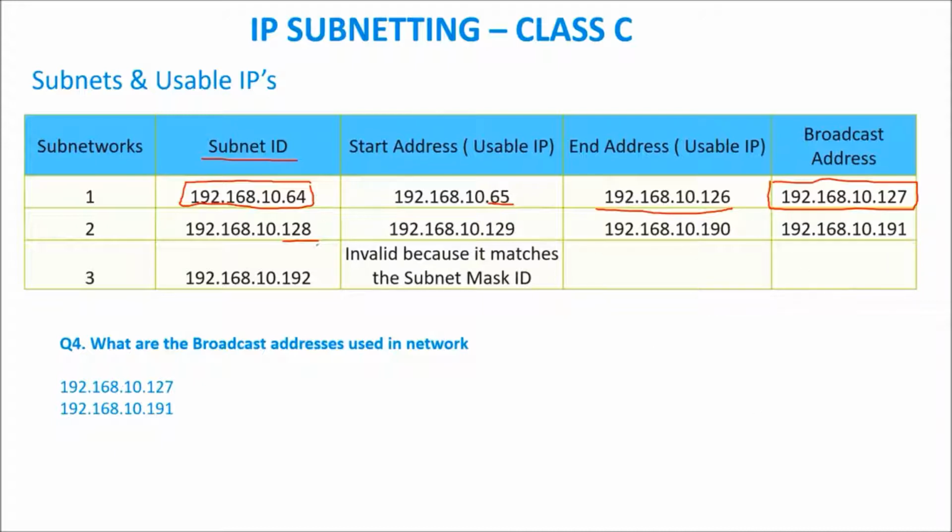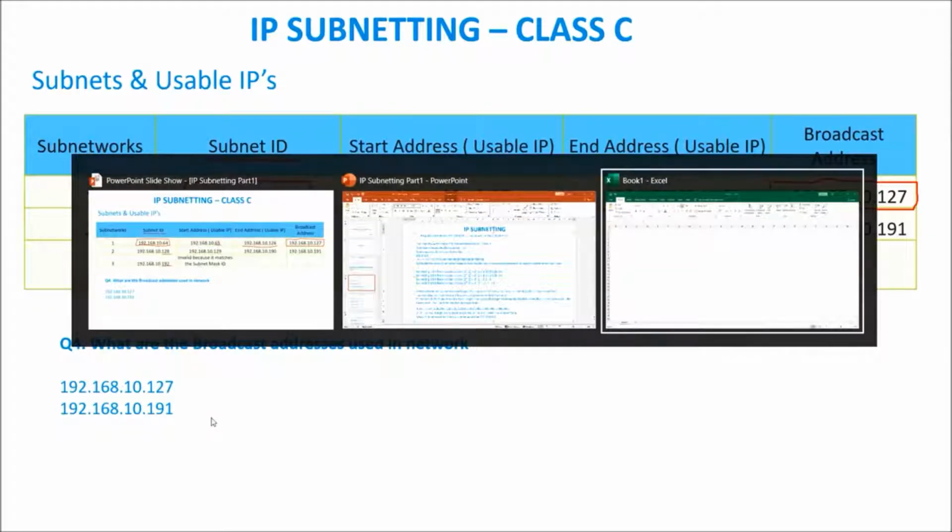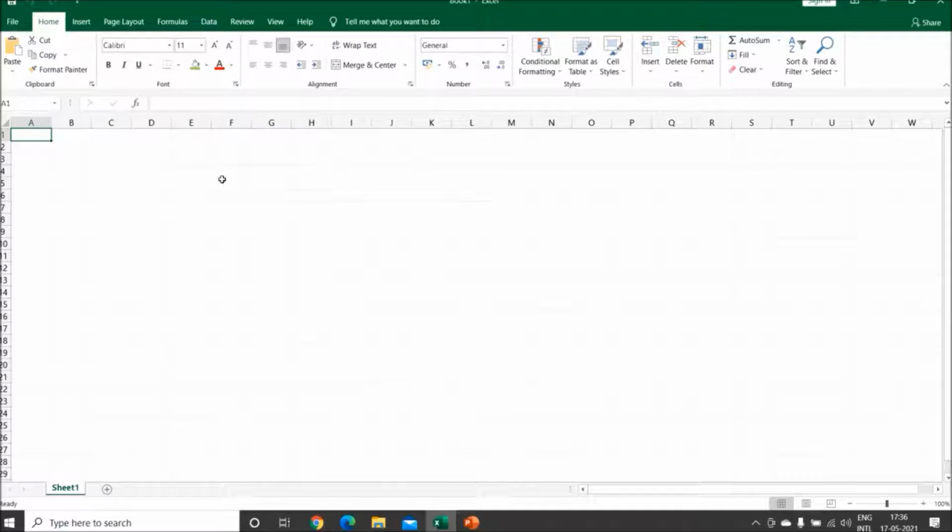So we are not able to proceed further because it is matching the exact subnet. That's the reason we are not matching it. The next question will be what is the broadcast address used in the network? We can just say what is the broadcast address. What I will do is go with an Excel sheet for better understanding.